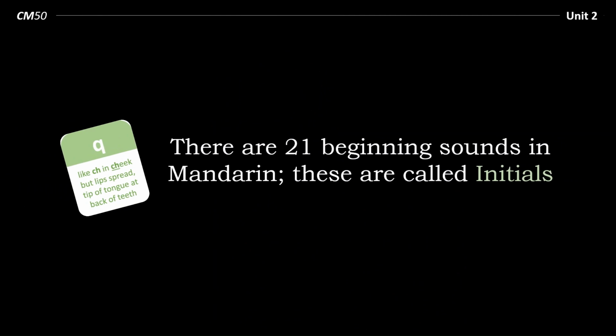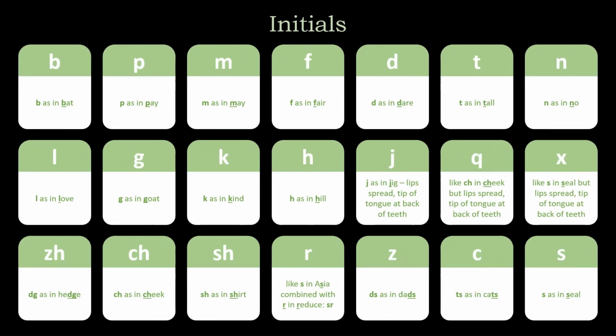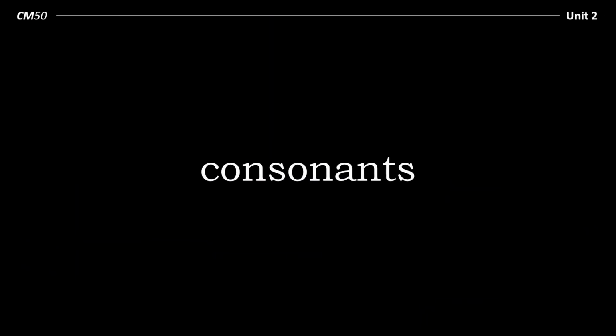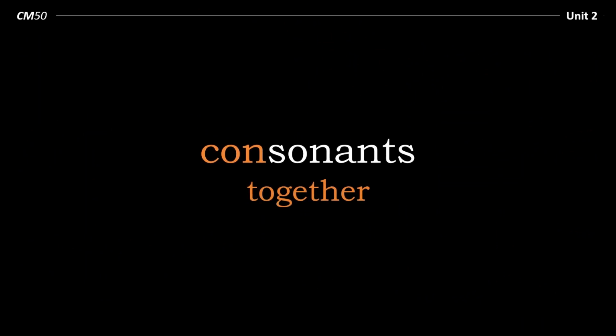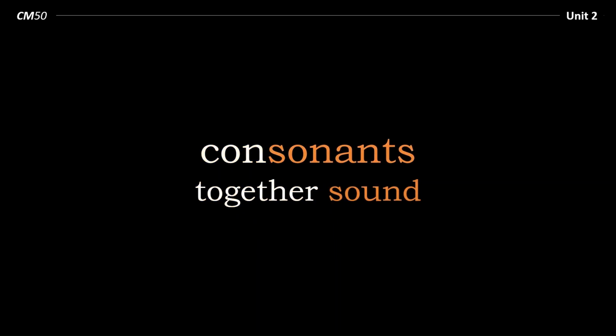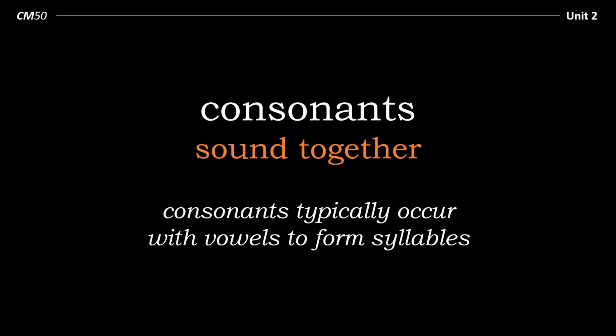So in Chinese Mandarin, there are 21 beginning sounds, and these are called initials. And this is what they look like. You may have noticed at first glance that these are all consonants. Now let's take a look at that word. Con means together, and sonant means sound. So together sound or sound together. And that is because consonants typically occur with vowels to form syllables. We don't normally just utter consonants on their own.